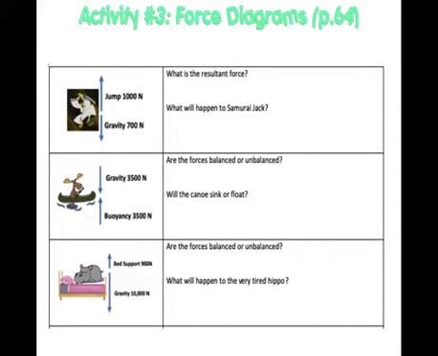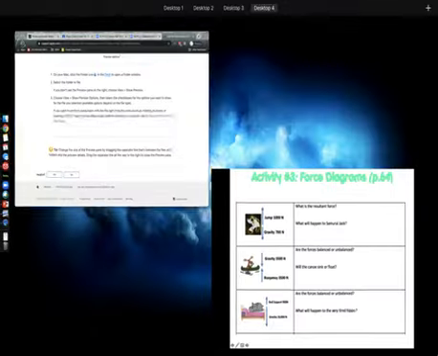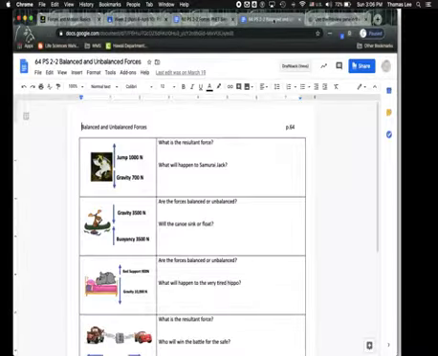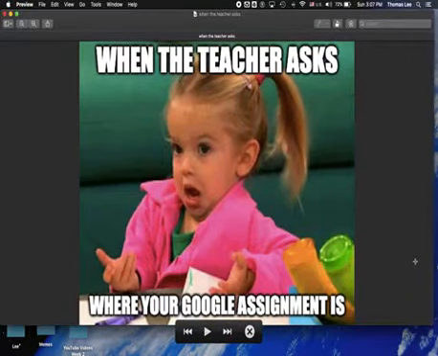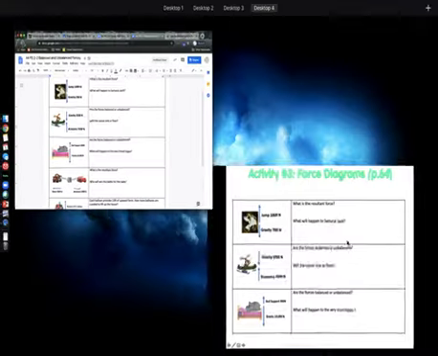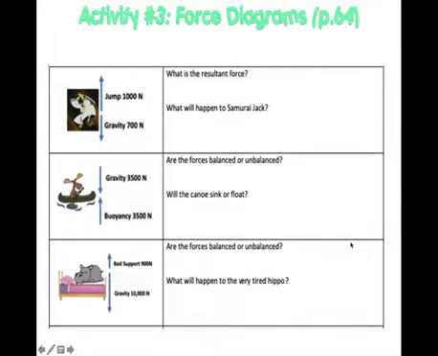April 7th. We're going to continue on Newton's second law. Yesterday we worked on page 64, the force diagrams, so you should be working on this in your Google Drive. So make sure you finish this worksheet. Speaking of worksheets, sometimes this is how I feel when we're talking about Google assignments, but generally you guys have actually been doing pretty good at submitting your stuff. Alright, so let's continue on the PowerPoint.